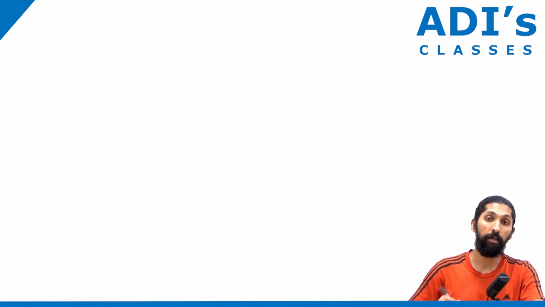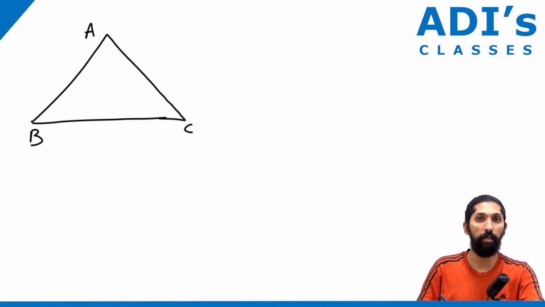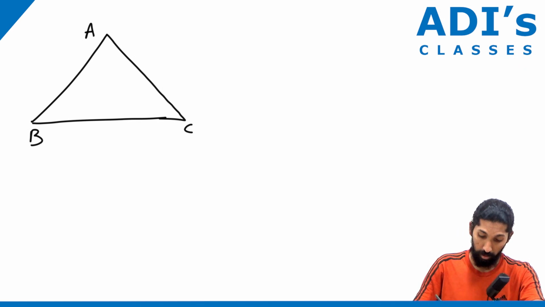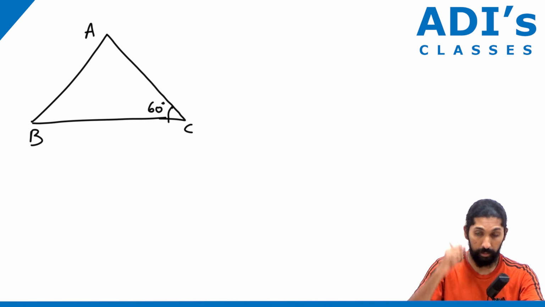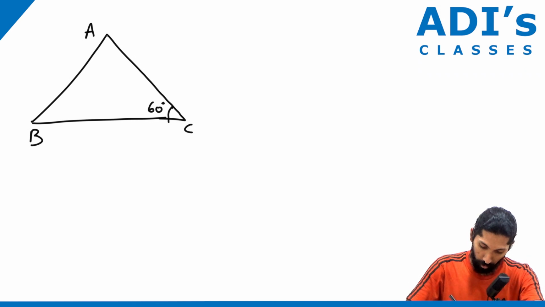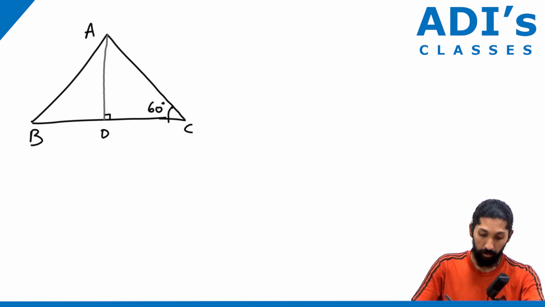Take an example of an equilateral triangle. So let's assume that we have an equilateral triangle, say ABC. Now, the angle in an equilateral triangle is 60 degree. So this angle is going to become 60. Now what we do, from the vertex, that is A, we are going to draw a perpendicular. Let's name this point as D. This is 90. So that means this angle is going to be 30 degree.